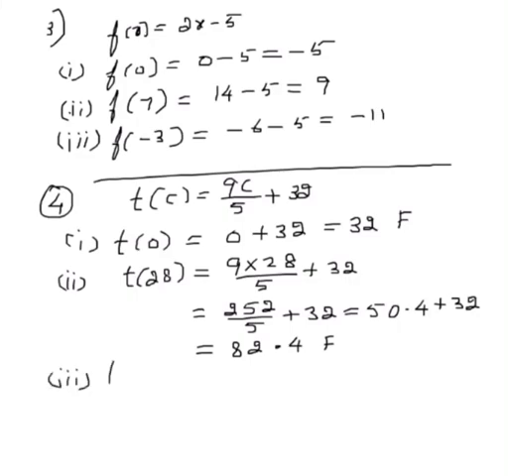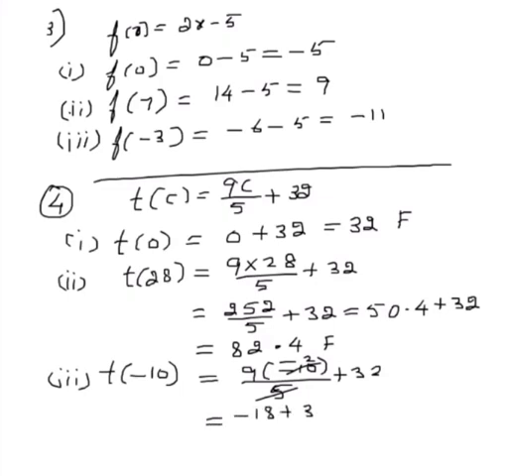The third one, t of minus 10. Substitute c as minus 10. We can cancel. So it is minus 18 plus 32, which is 14 degrees Fahrenheit.